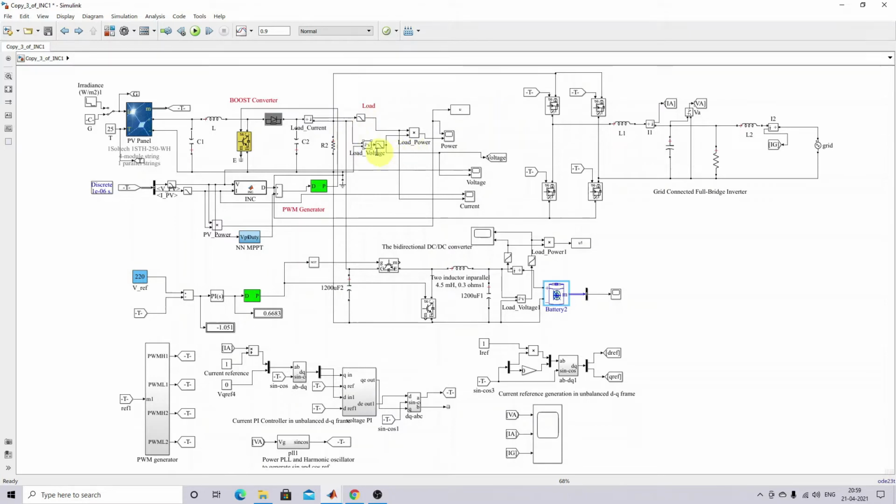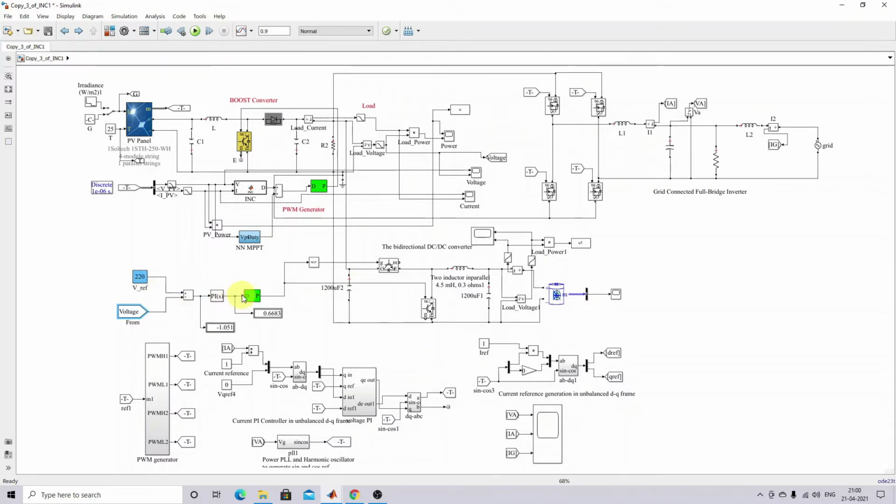That means the DC link voltage. That means this is the DC bus voltage, right? This DC bus voltage is measured here. So the DC bus voltage is compared with the reference voltage. Here we are going to maintain 220 volt at the DC bus. So the actual voltage is compared with the 220 and then processed by a PI controller.